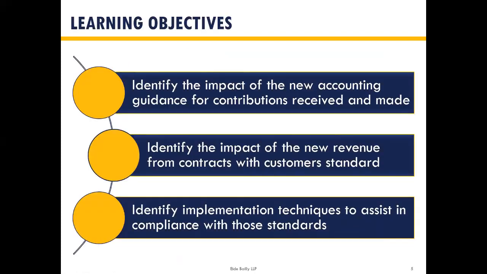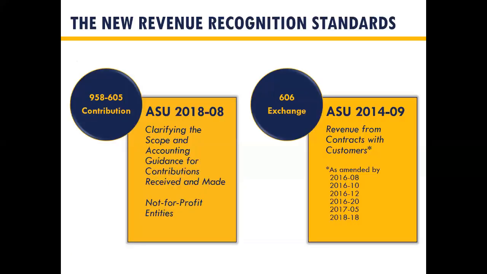So the learning objectives that we're going to focus on today are identifying the impact of the new accounting guidance for contributions received and made and how that impacts our nonprofit organizations. We're also going to dive into the impact of the new revenue from contracts with customers standard. So there's really two standards we'll be focusing on today, both centered around revenue recognition. And then probably the most important piece of it is how do we take this back and implement this in your own organizations to make sure that you're compliant with those standards that are affecting your organizations.